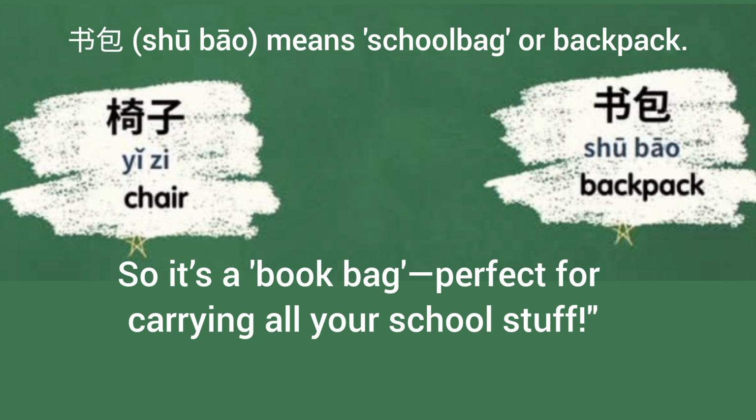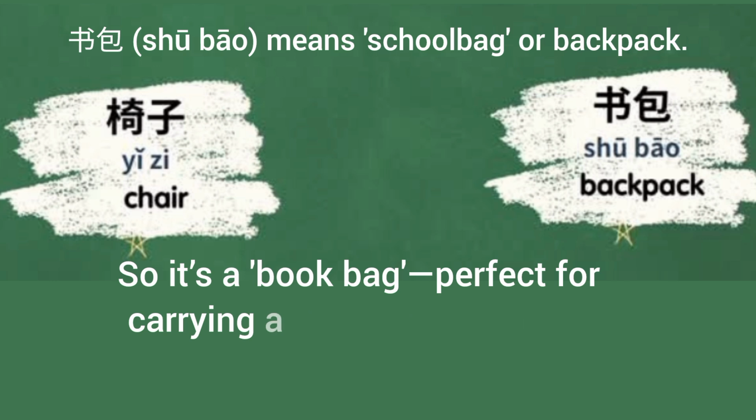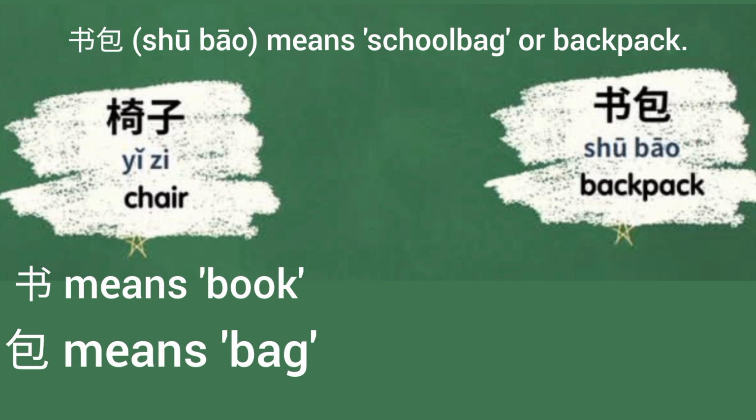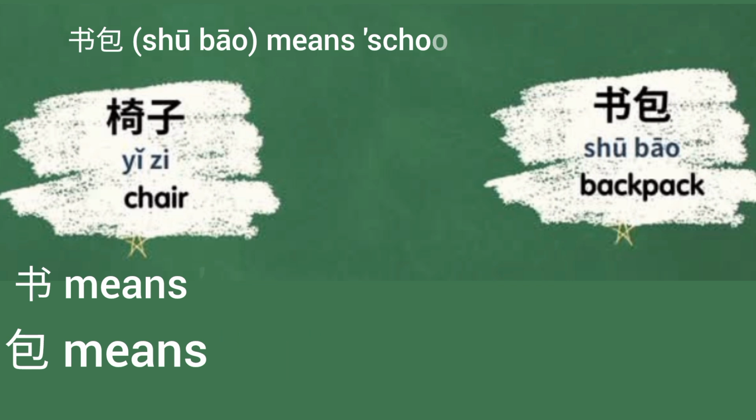Hope you find it easy and learn it soon. Let's explain it in detail. It has two characters, having different meanings, which are interesting and learnable. First character is 书, it stands for book. Second character is 包, it stands for bag. So together it makes 书包, school bag, backpack. Hope you learn it. Let's watch examples to learn it even more.